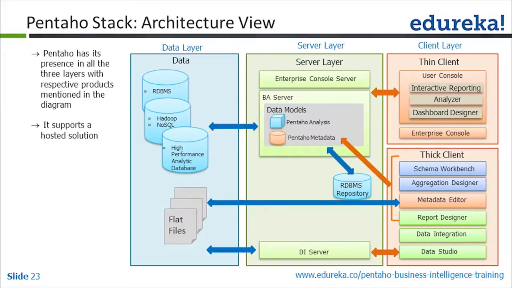Okay, so here we'll see each layer in detail, and we'll talk about each of them in the following slides. The architecture view here shows the data layer, server layer, and the client layer. We'll see what is there in the individual layers.